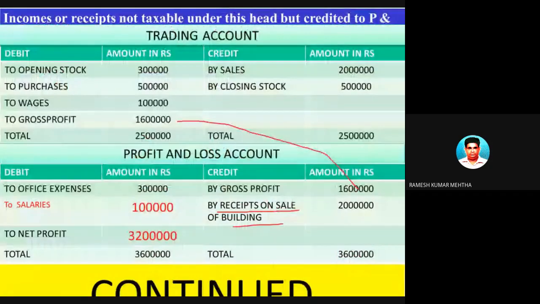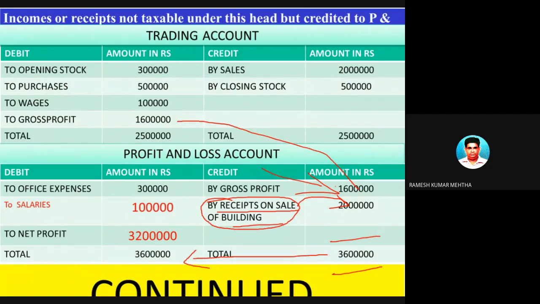In this case, the gross profit is 16 lakh rupees. The receipts on sale of building, 20 lakh rupees, are shown on the credit side of the profit and loss account. So the total of the credit side is 36 lakh rupees, and it is carried to the other side. There are two expenses to the tune of 4 lakh rupees. If I reduce the 4 lakhs of expenditure from these 36 lakhs, the net profit is 32 lakhs. But there is a mistake which has been committed again.